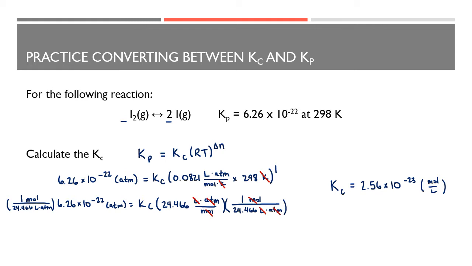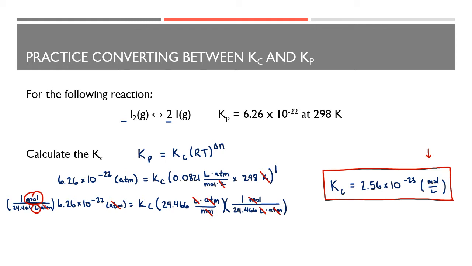So here I'm just showing all the canceling out that's taking place. The kelvins cancel out, the liter, moles, and atmospheres on the right cancel out, the atmospheres on the left cancel out, leaving me with moles per liter as a concentration unit. And that's what I'm solving for, the equilibrium constant for a concentration. So that is how you solve for Kc.